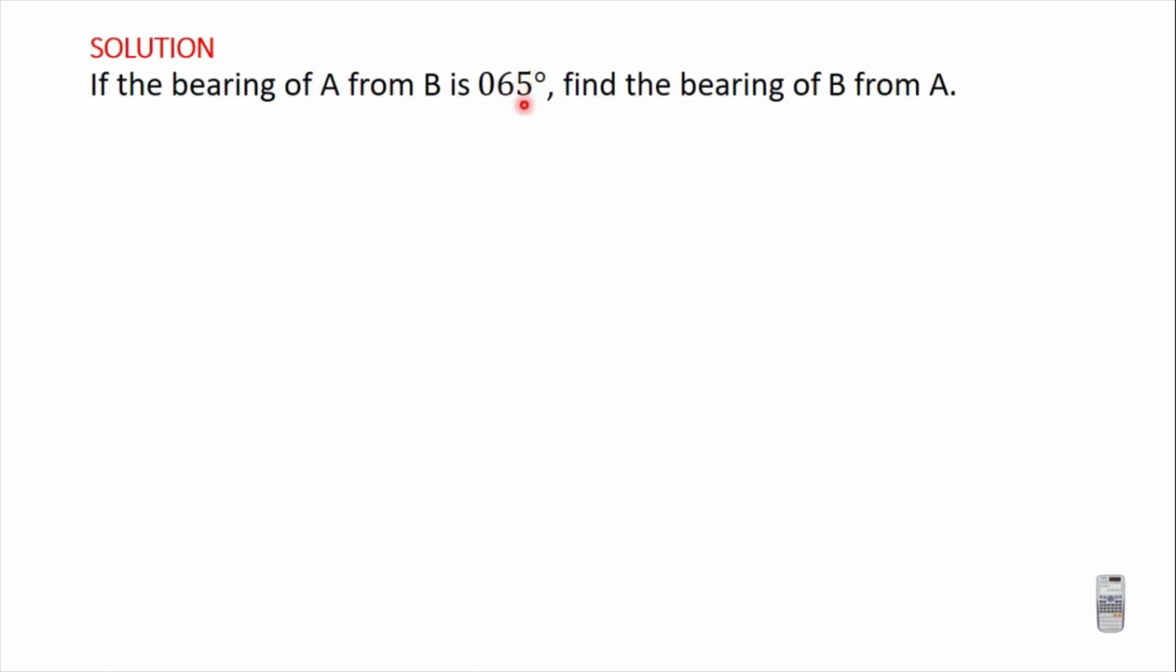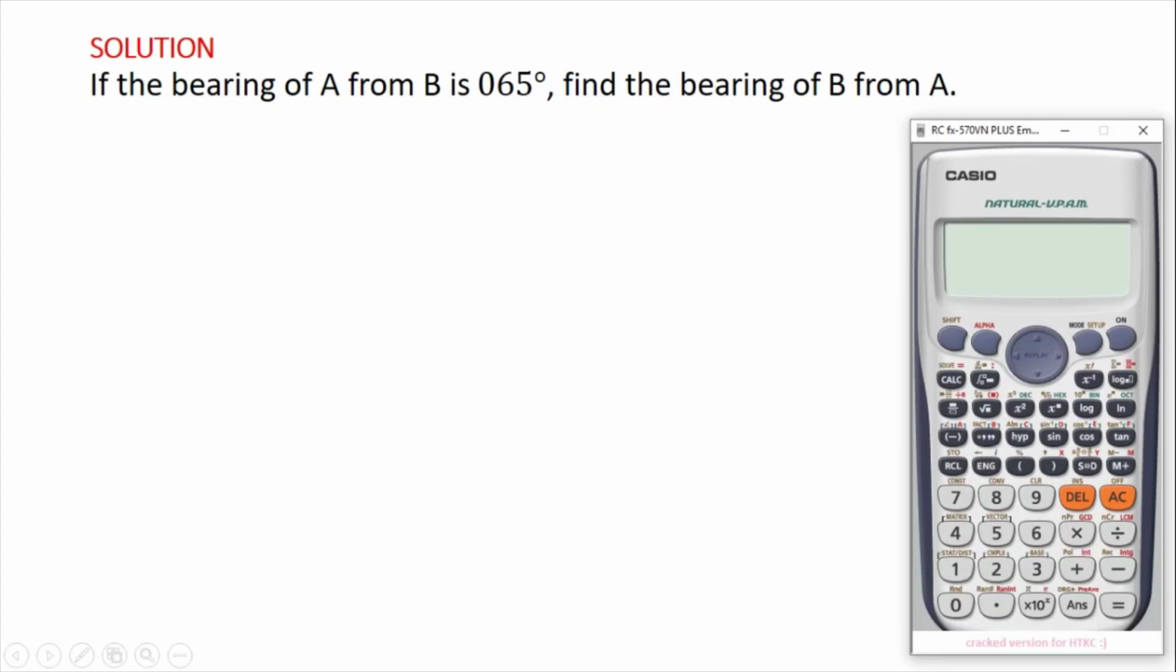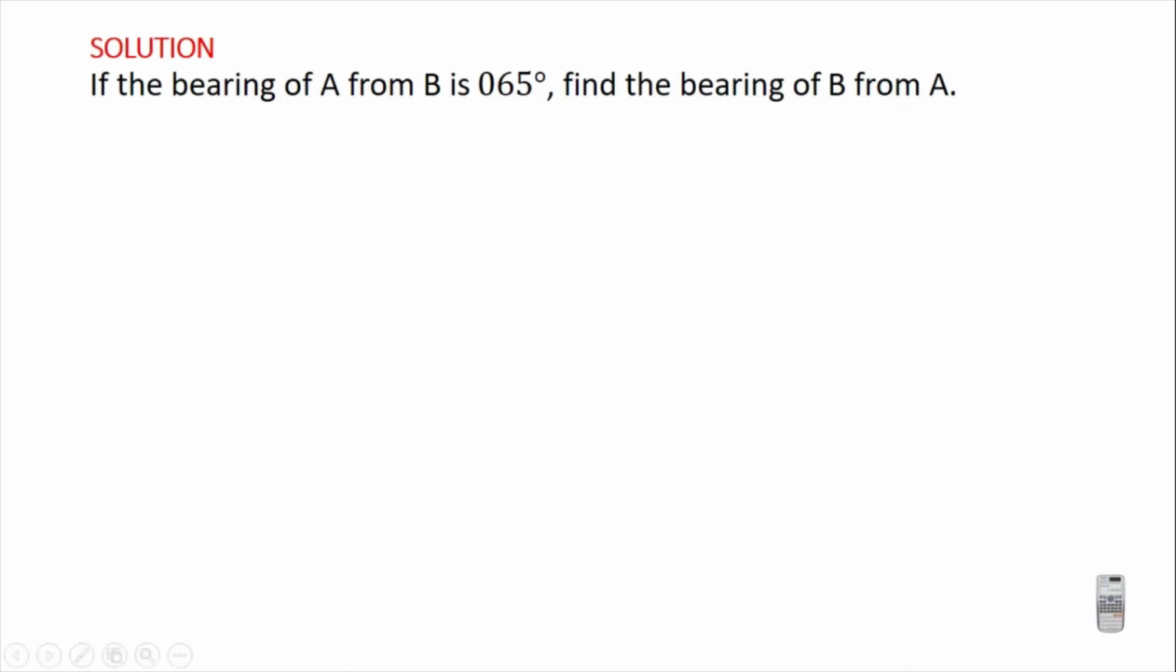Here the angle given to us is less than 180 degrees. So to find the back bearing, all we have to do is add 180 degrees to 65 degrees. So 65 degrees plus 180 degrees, and we get our answer, which is 245 degrees. So the back bearing is 245 degrees.